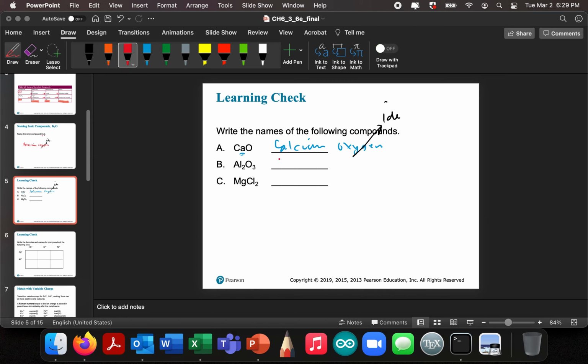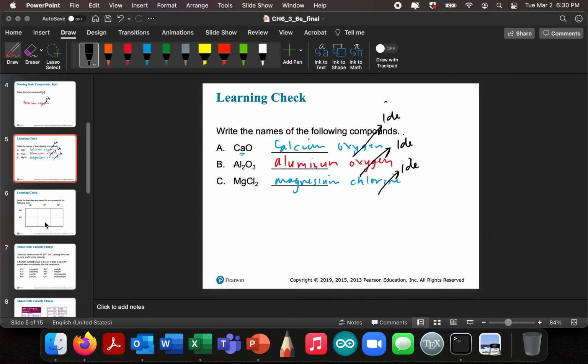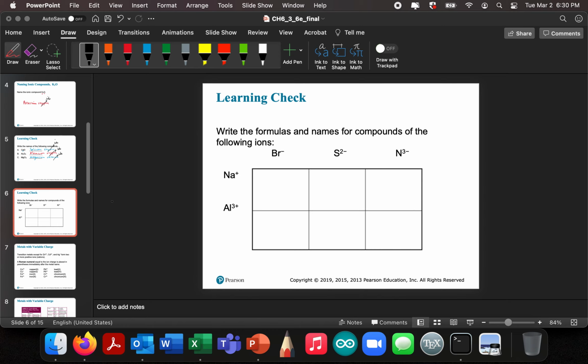Okay, let's do another one. Aluminum and oxygen, and the ending changes to oxide: aluminum oxide. And then finally, we have magnesium and chlorine, and I changed the ending of the last one, so it's magnesium chloride. And that's it.